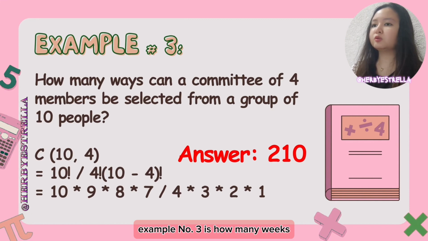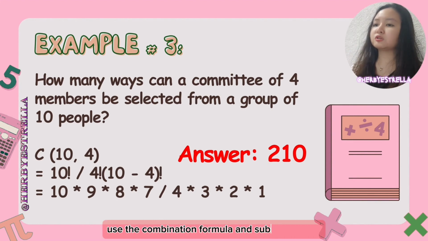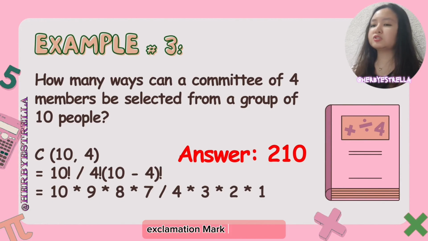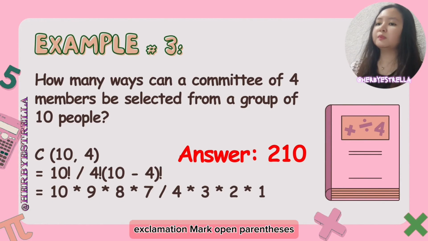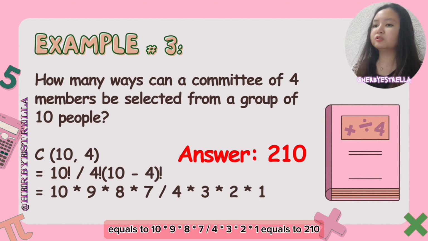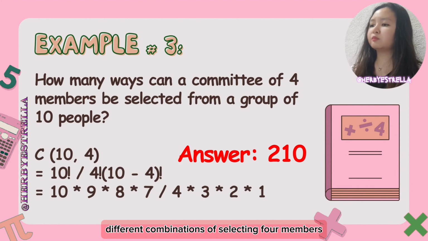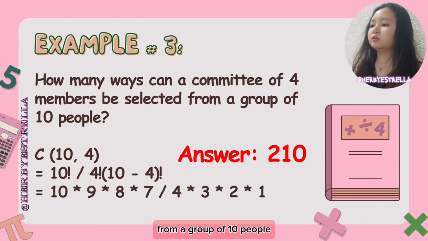Example number 3: How many ways can a committee of 4 members be selected from a group of 10 people? This is the combination of 10 choose 4, or a group of 10 people and 4 committee members. Use the combination formula and substitute it. 10! divided by 4!(10 minus 4)! equals 10 times 9 times 8 times 7 divided by 4 times 3 times 2 times 1, which equals 210. So there are 210 different combinations of selecting 4 members from a group of 10 people to form a committee.